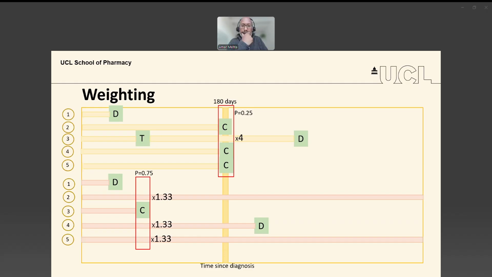Clone censor weighting is just an approach that lets you easily fix the three components at the same time to get rid of immortal time bias. But other factors are still in play in planning an observational study, so we still need to be mindful of other stuff as well.